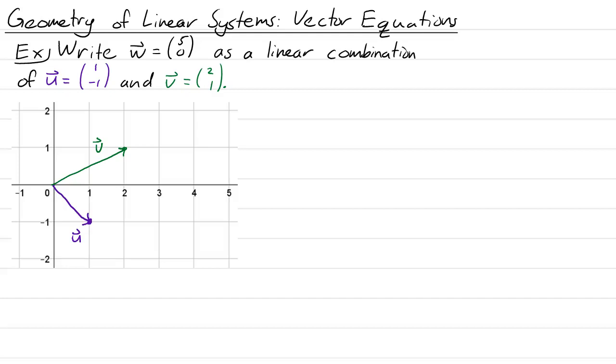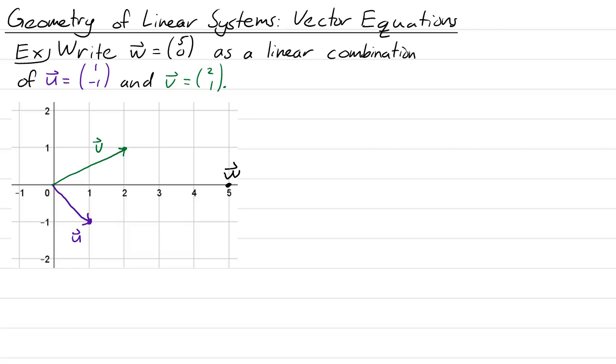All right, welcome to our next video about vector equations. A really common kind of problem in linear algebra is to ask a question where you're given some vector like w, 5, 0, out here, and you want to write that as a linear combination of u and v. Hopefully you understood linear combinations from the 3Blue1Brown videos and also from the online textbook reading.